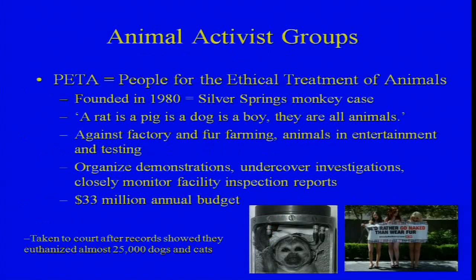So let me just end with a couple of different activist groups that you were probably familiar with. One is PETA, the People for the Ethical Treatment of Animals. They're always in the headlines. They basically gained their claim to fame in 1980 during the Silver Spring monkey case. How that came about was there was an investigator in Silver Spring, Maryland, who was doing some research in primates where he was severing the sensory nerves. And so the monkeys couldn't feel their arm or couldn't feel their leg.